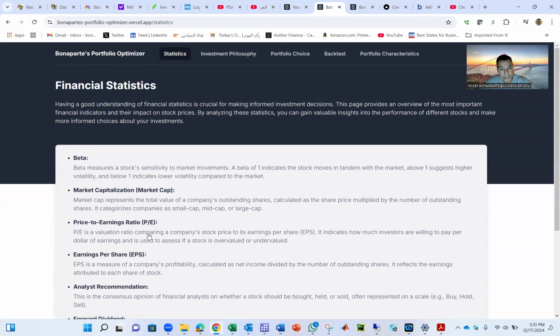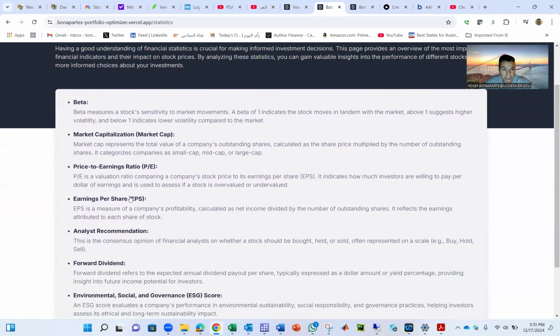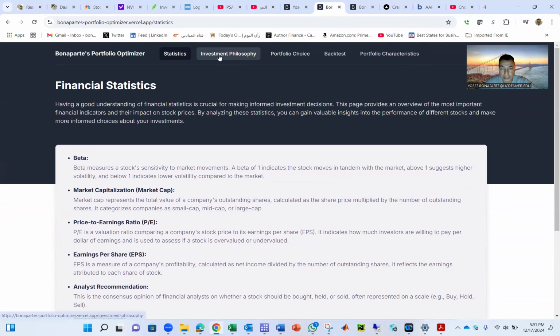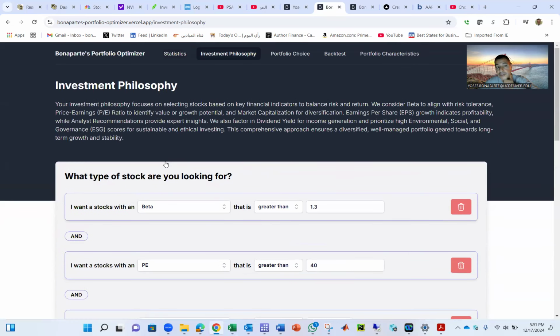Now you know these characteristics, these statistics. You can do your research by yourself to learn more about each. Then your investment philosophy: what type of portfolio do I want to buy? For example, you can say, I want a beta greater than 1.3 or greater than 1.4. You want a beta riskier than the market, and that's it. I don't want anything else. I just care about beta.